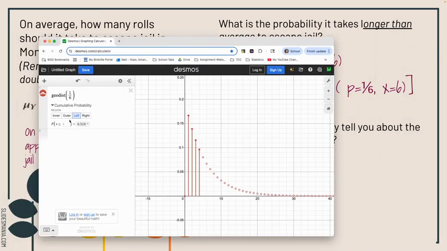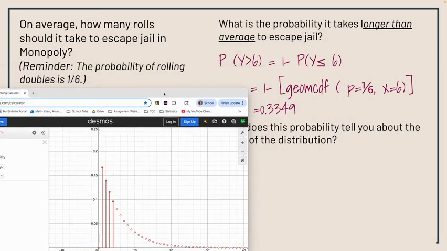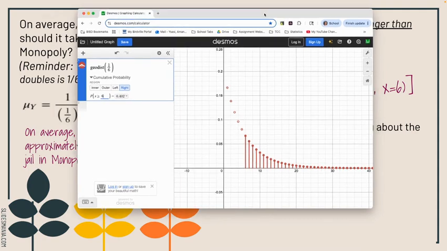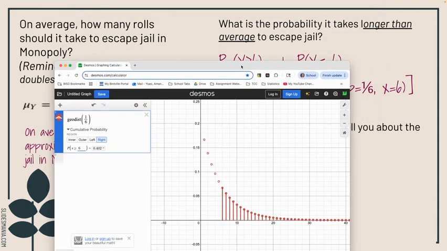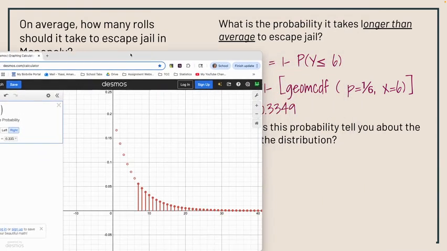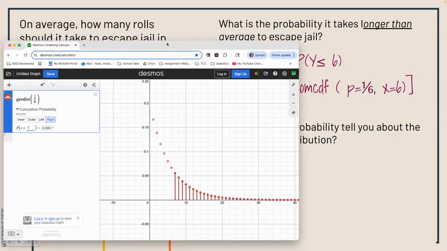So we have the 1/6, and we want it to be greater than 6. So I'm going to go to the right, and I'm going to put 6. But it says longer than average. So 6 is average, so I actually want to take that to 7. Okay, so it's 0.334, which is the same.